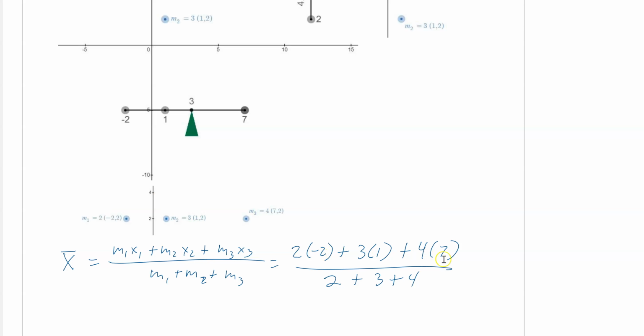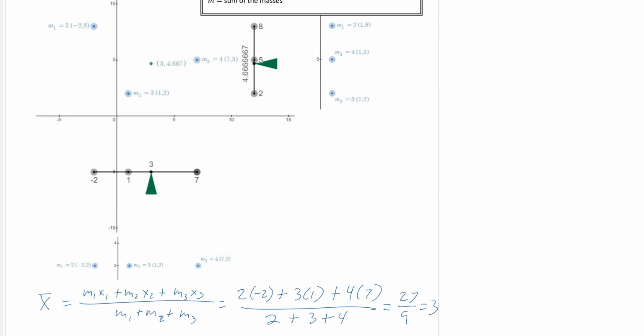And so if we multiply all this out and then divide, you're going to see that we end up with 3. So this is 28, right? And then -4, so that would be -4 plus 3 is -1, so it's 27 divided by 9, which is 3. That's our x location.